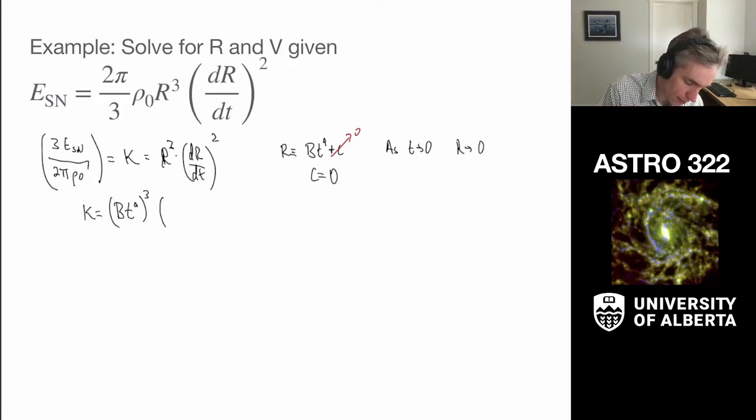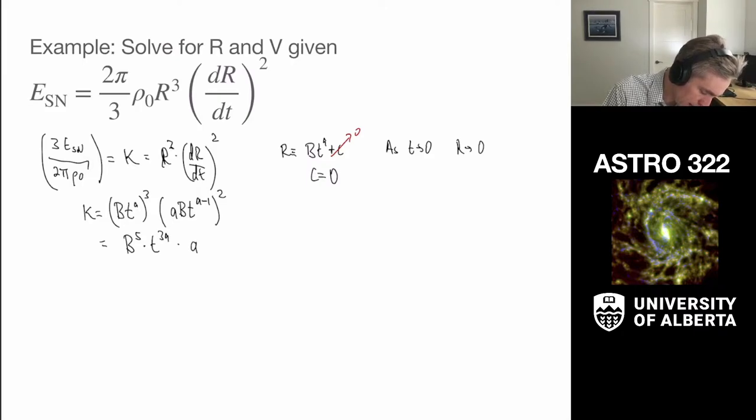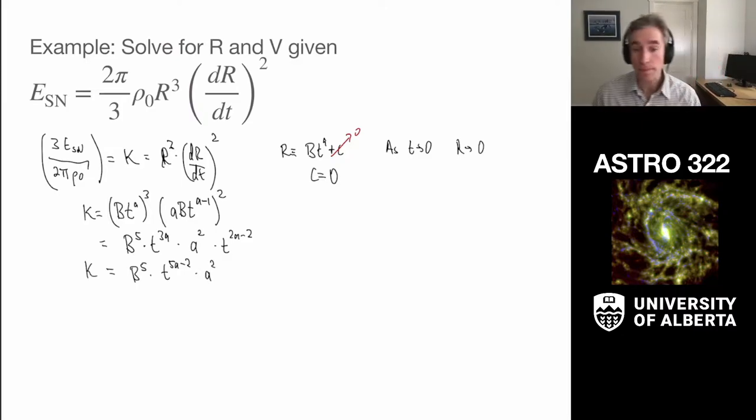So the time derivative is A B T to the A minus one, so that is A B T to the A minus one quantity squared, and then I expand this out, and I get that that is B to the fifth T to the 3A times A squared times T to the 2A minus 2. I'll neaten that up a little bit and get B to the fifth times T to the 5A minus 2 times A squared is equal to a constant. Since it's equal to a constant, that gives us a further constraint.